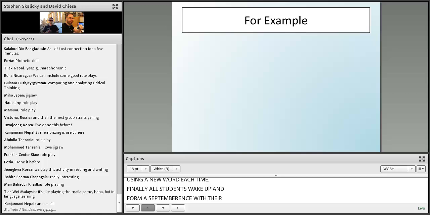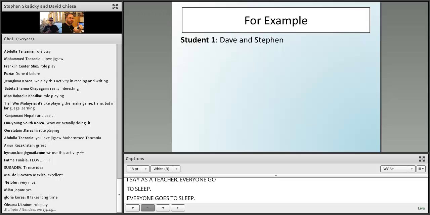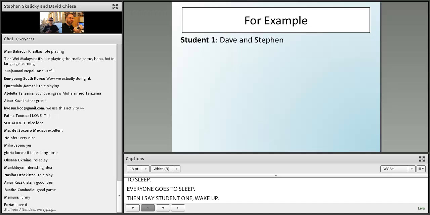And here is an example. I will say as a teacher, everyone go to sleep. Everyone goes to sleep. Then I will say, student one, wake up. Student one sees Dave and Steven. Student one memorizes these three words and then goes back to sleep.